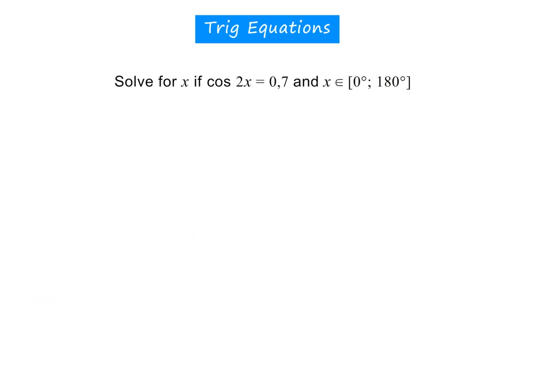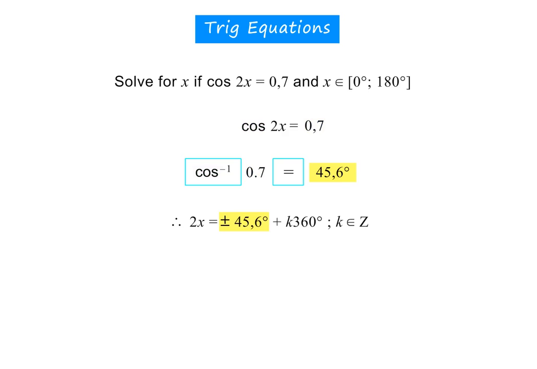Here is the next question. We are asked to solve for x if cos 2x equals 0,7, and x lies in the interval 0 to 180 degrees. The equation has been given in a form that can be solved immediately. In other words, cos of some angle equal to some number. We can therefore go straight to this important first step. Correct to one decimal place, this gives an angle of 45,6 degrees.